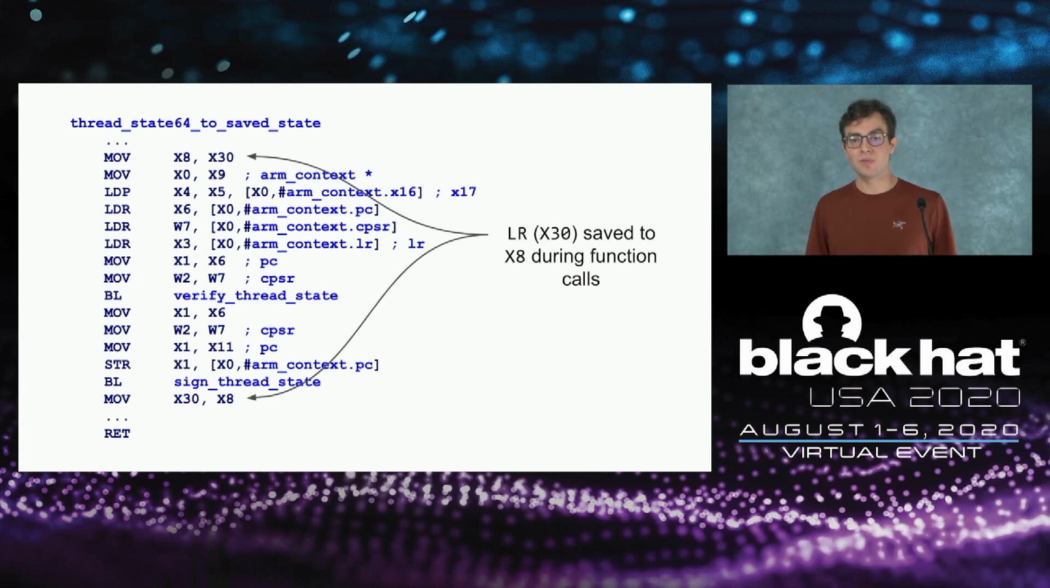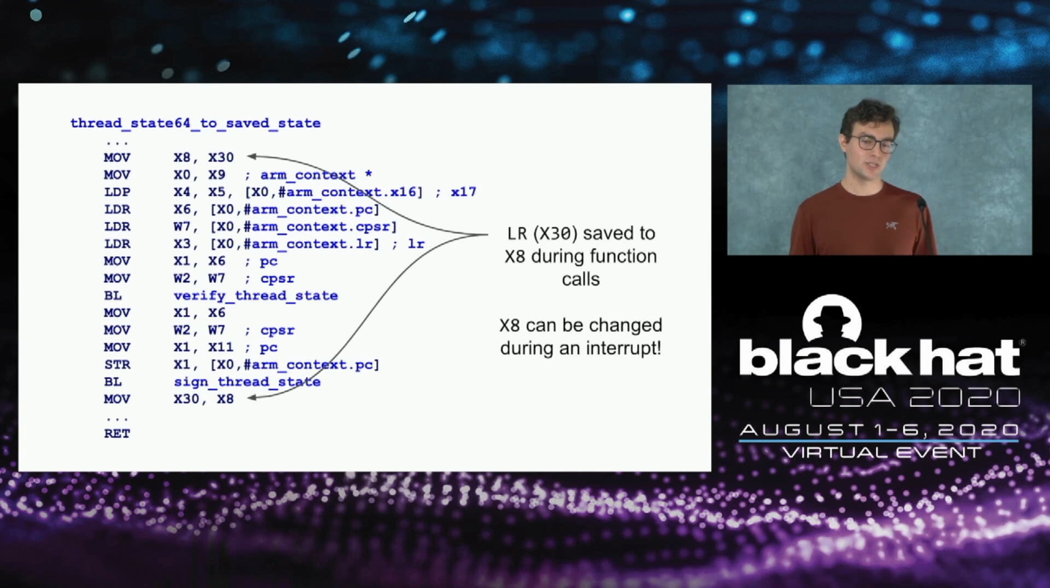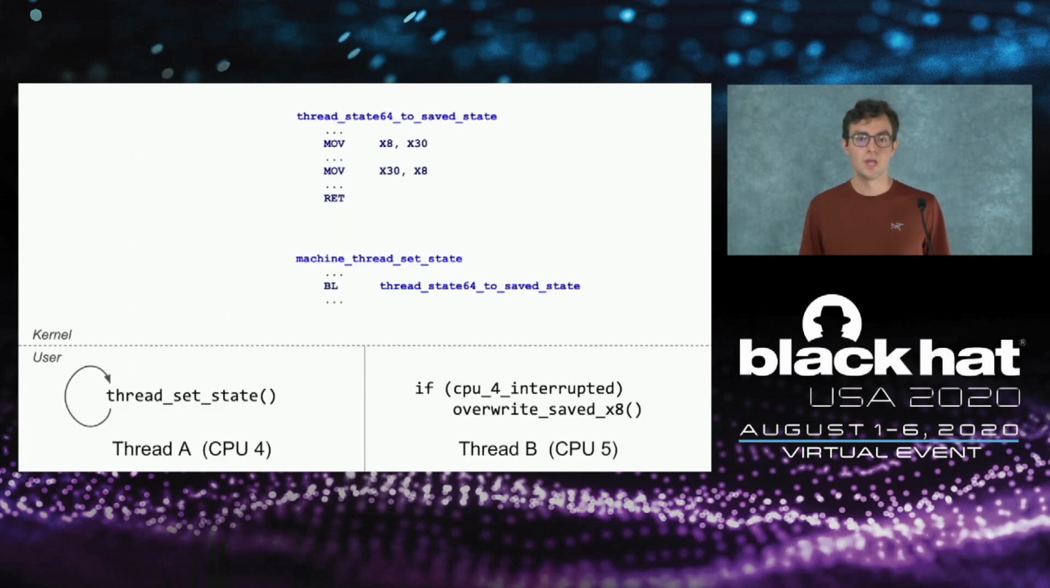And this is problematic because X8 is not a protected register. It is vulnerable to being modified if an interrupt gets delivered somewhere during the operation of this sequence. So how would you actually use this to bypass pointer authentication? Let's walk through an example.